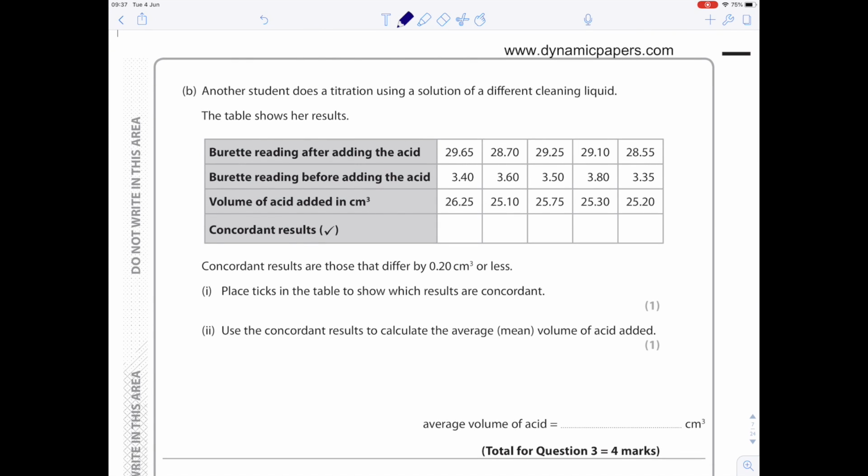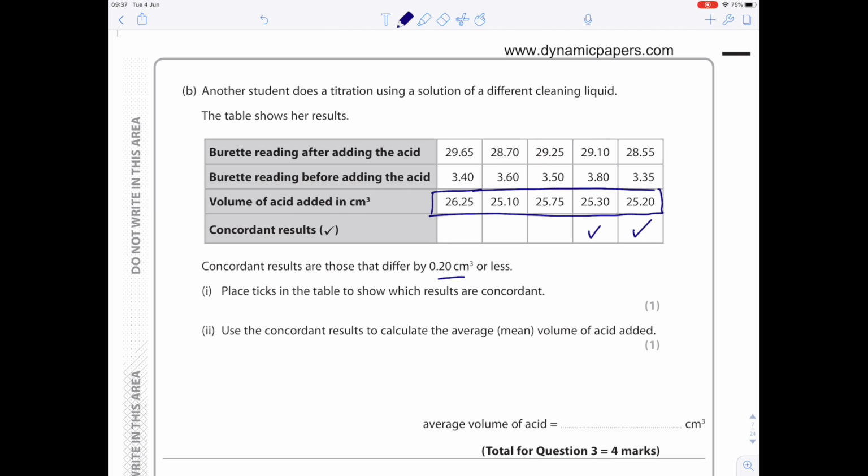B. Another student does a titration using a solution of different cleaning liquid. The table shows her results. Concordant results are those that differ by 0.2 centimeters cubed or less. Place ticks in the table to show which results are concordant. So we're comparing this row along here. So you're looking for results which are smaller than 0.2 or at most 0.2 centimeters cubed away from each other.